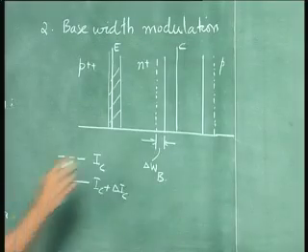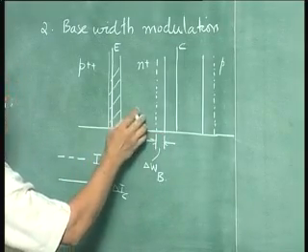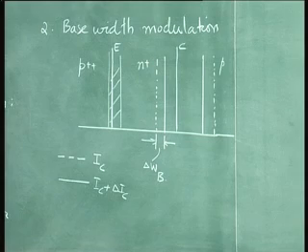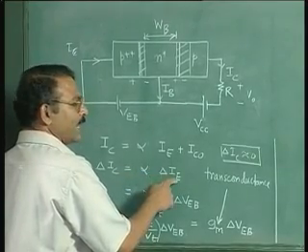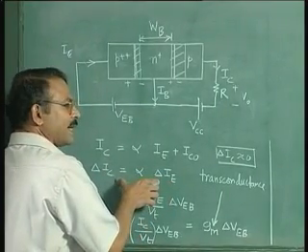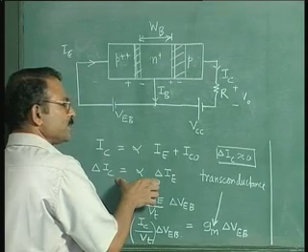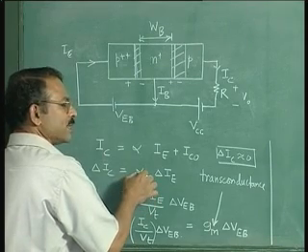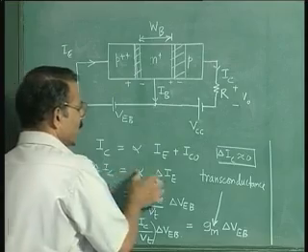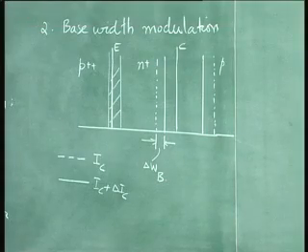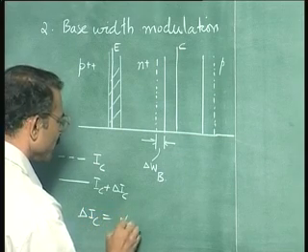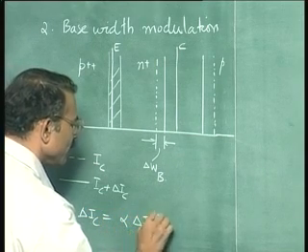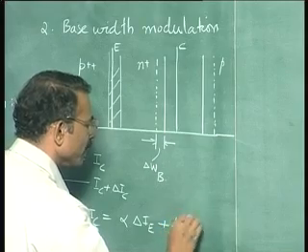We know that the change in the base width is going to affect the alpha of the transistor. Okay? So in this particular equation, delta IC equal to alpha delta IE is not exactly correct when the base width modulation is present, because this assumes that alpha is constant when you make the change. So the correct equation in the presence of base width modulation is delta IC is equal to alpha delta IE plus delta alpha IE.